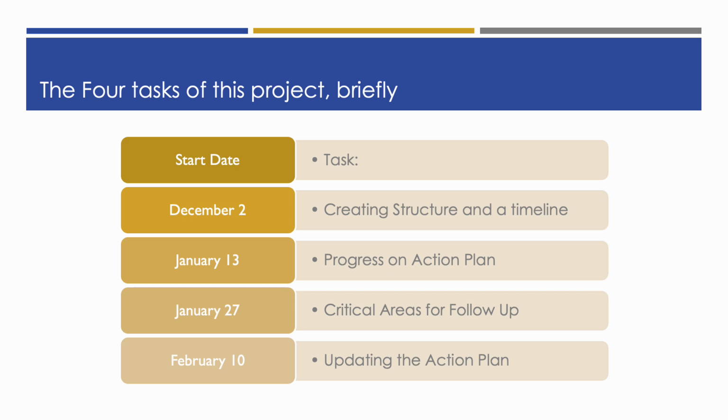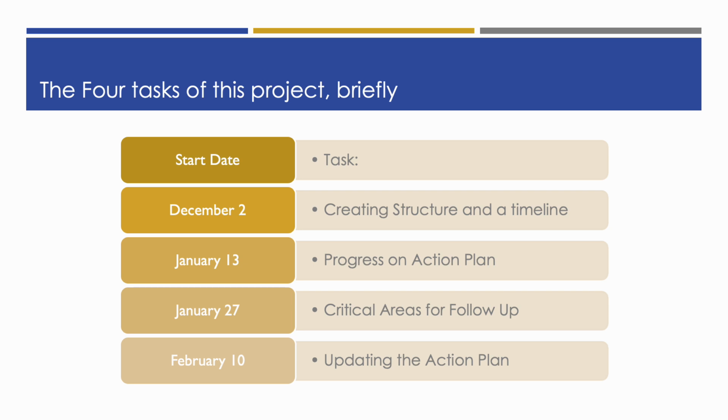Task number 2 starts on January 13th. Notice that there is an assumed winter break between task 1 and task 2. What progress have we made on our action plan since our last accreditation visit? What evidence do we have to support this? Reflection on task number 2 will be, how did the review of our progress help our community understand where we are on our journey and where we are going?